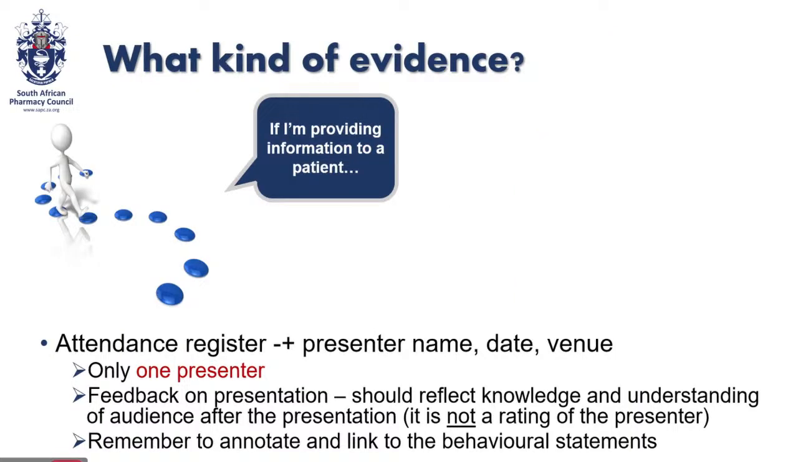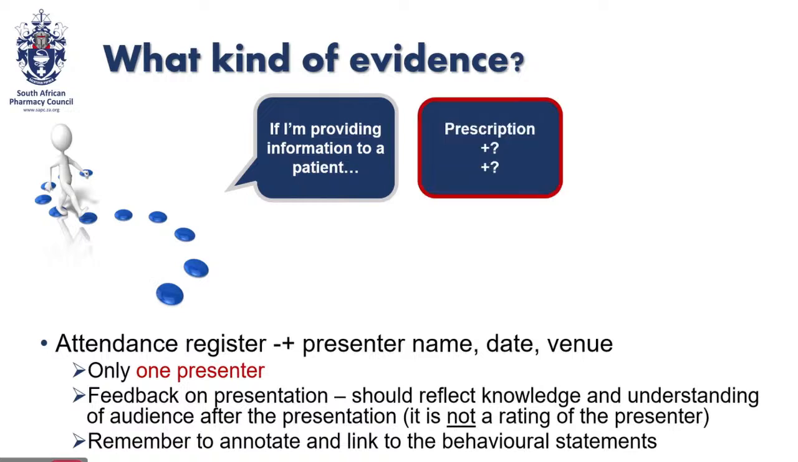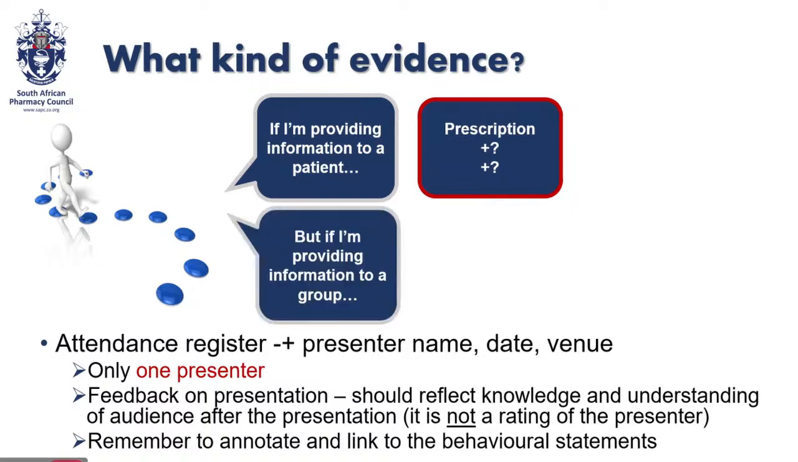Okay, so now we talk about what kind of evidence. For example, I'm providing information to a patient. What can you add there? A prescription can be one of them. What else can you provide? Maybe a patient information leaflet, maybe feedback from the patient, maybe somebody that witnessed the interaction can provide some feedback, a checklist from the patient. So there's a lot of things.